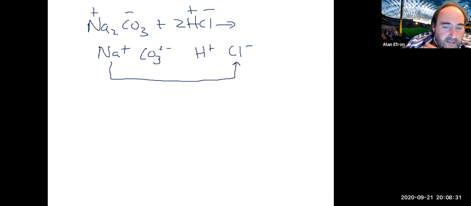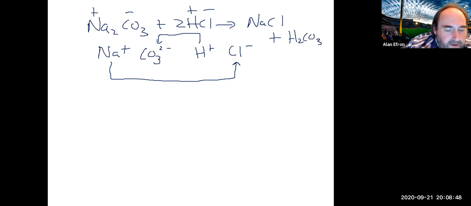So the sodium and the chloride will come together and make sodium chloride. The H plus and the CO3 will come together to make carbonic acid. So the overall reaction that's really taking place is a double displacement reaction where you can do some balancing, which I think we put a 2 there and we're balanced. And this is really what's happening, a double displacement.